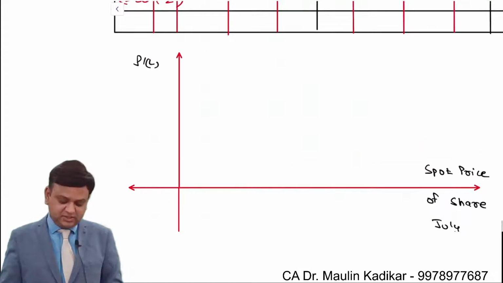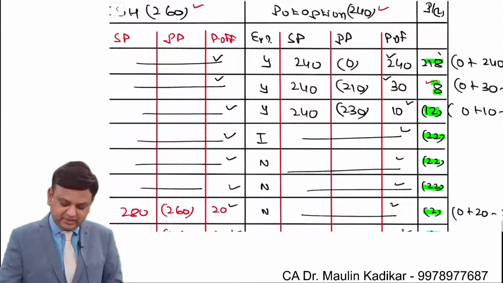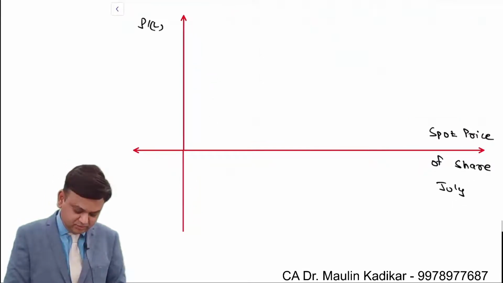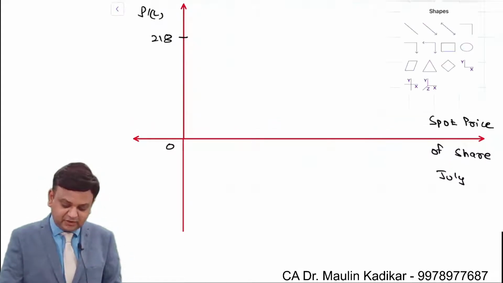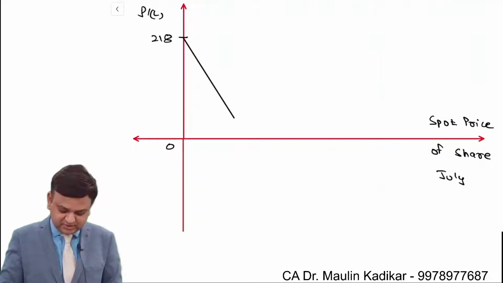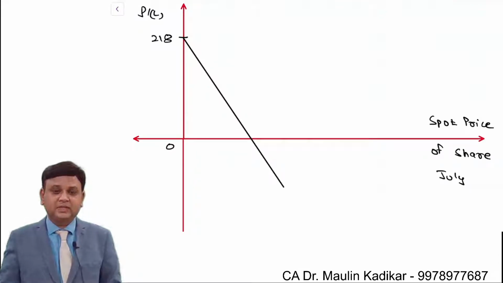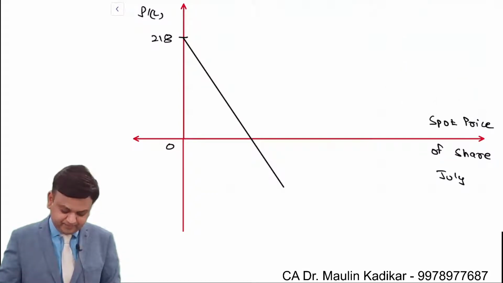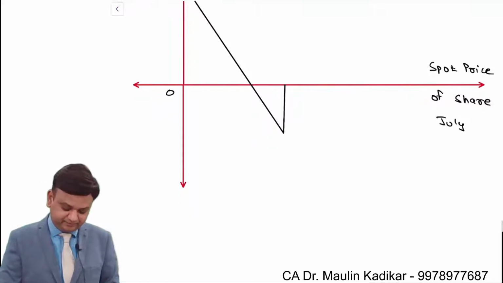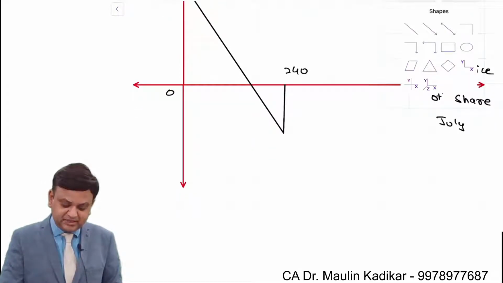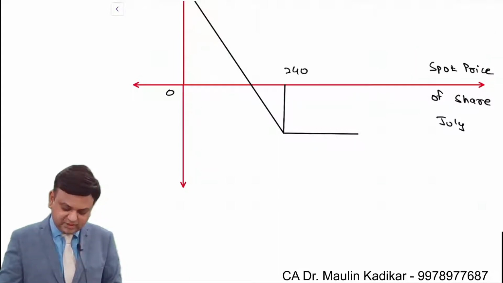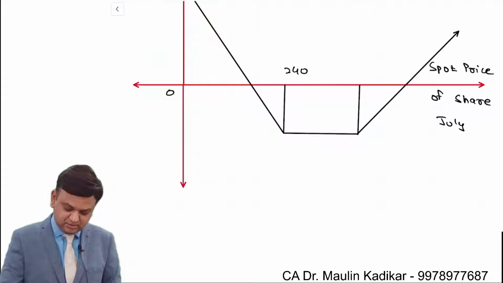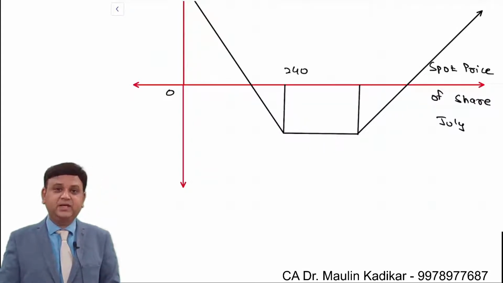When the spot price of the equity share is 0, there is a profit of 218. We always start with that value. This is 218 and this is 0. When the price increases, the profit is falling down, so it will fall down like this. When the price is in the middle range, none of the option is exercised, till the price reaches 260. Beyond 260, your call option will start to be exercised, so it goes like this, and this will go on for an unlimited amount.